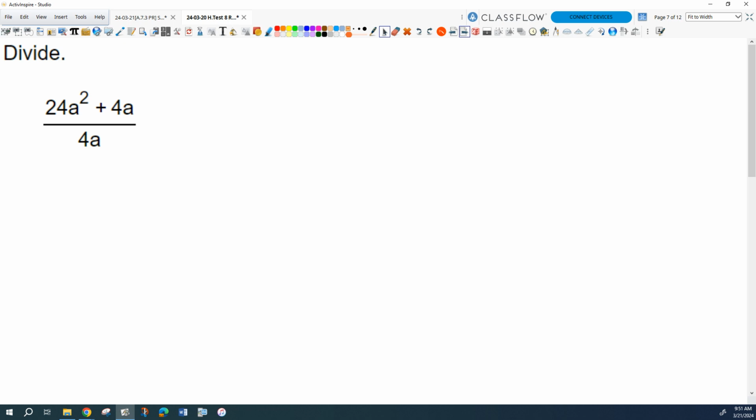So if we split this thing up, everybody see this now, what we're going to get? I'm going to get my first fraction, 24a squared over my common denominator, 4a, plus my second fraction, when I split that denominator, is just 4a over my common denominator, 4a. We see the advantage of that? Then this becomes a problem we could have done a long time ago, right? We could have done this at the beginning of the previous unit, just using properties of exponents.